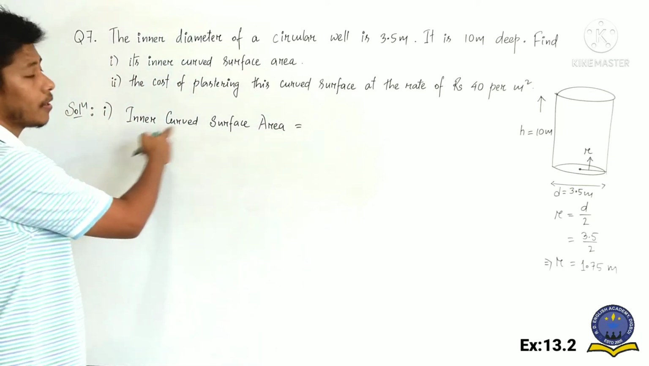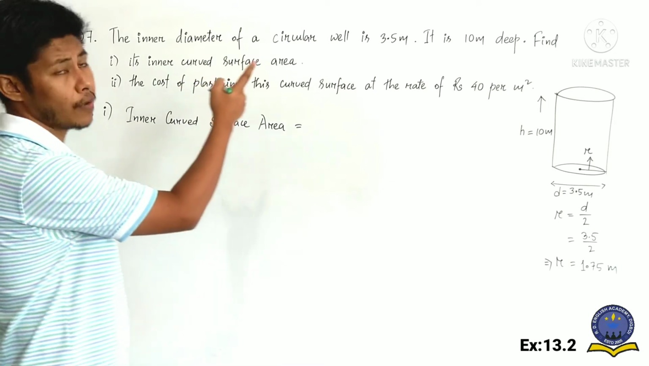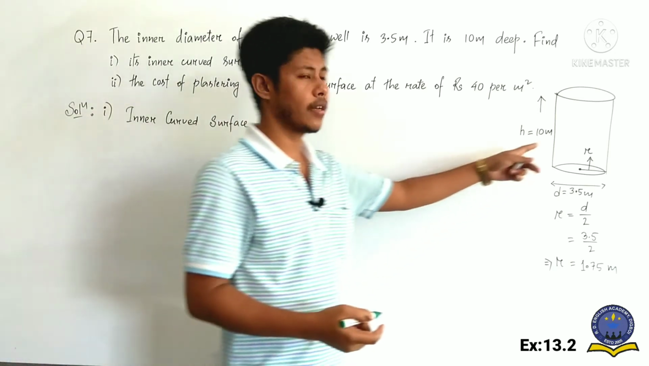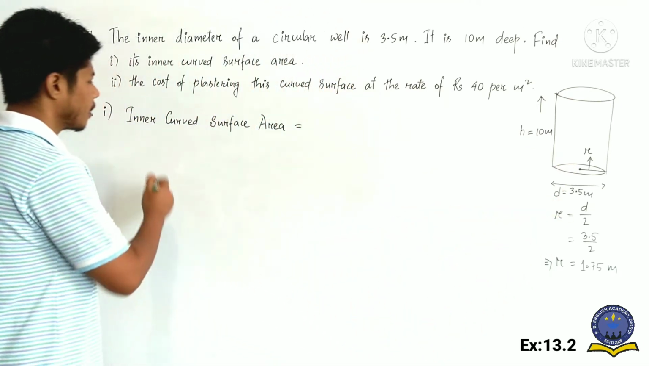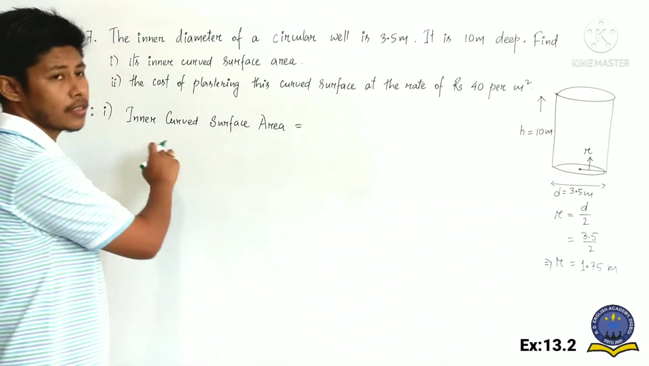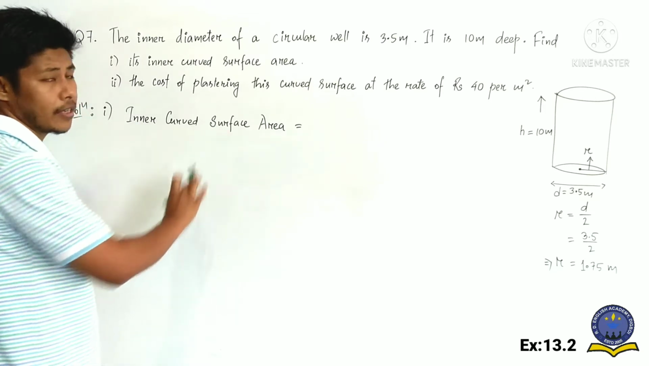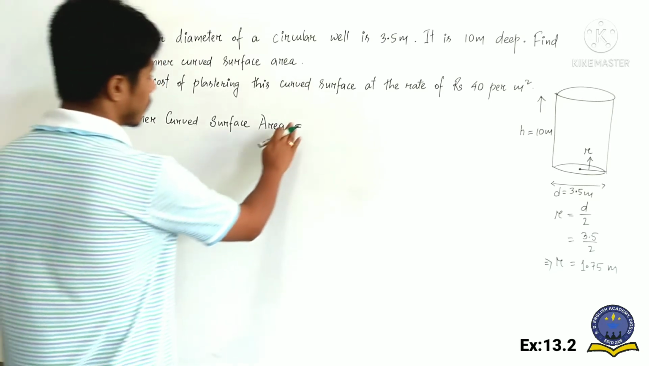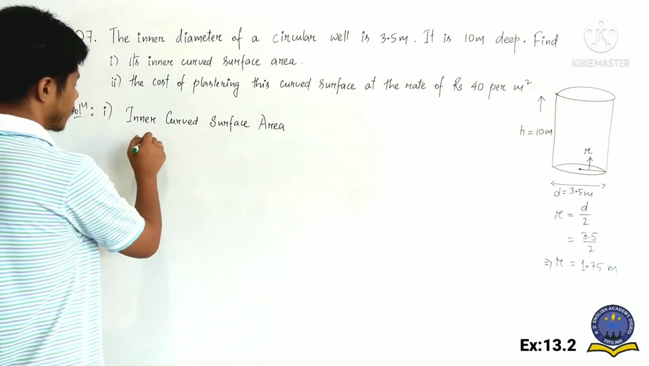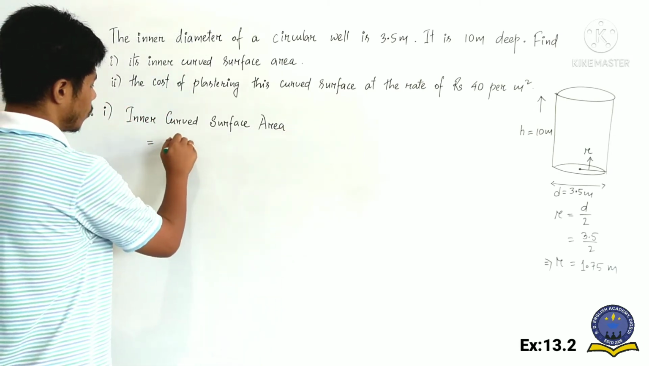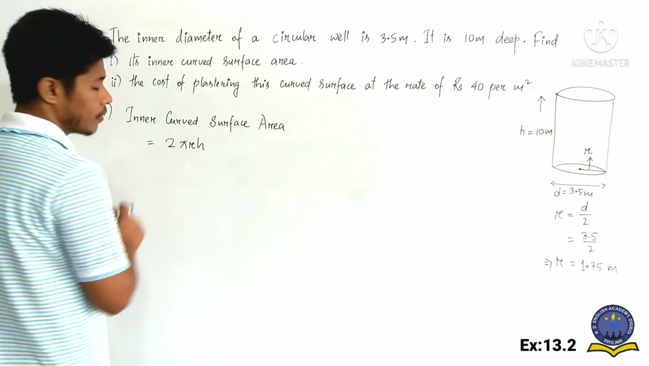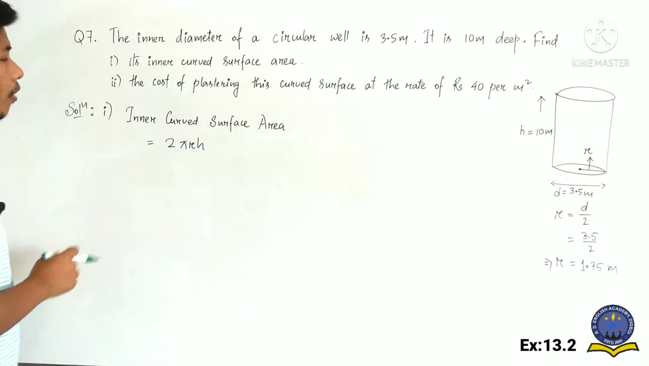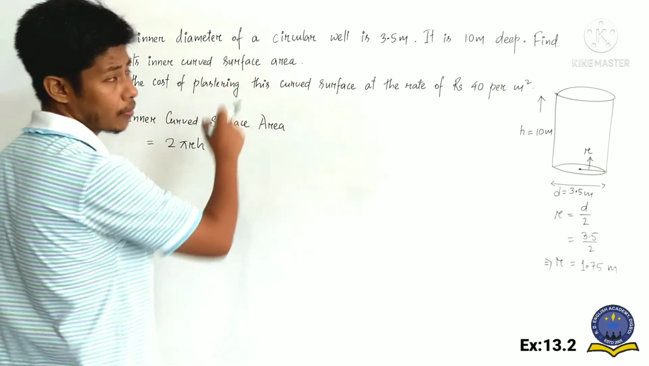The curved surface area of a circular well. Circular well means a right circular cylinder. If you want, in brackets you can write circular well or right circular cylinder. Is it clear? So what is the formula of inner curved surface area? The formula is 2 pi r h. Clear? This is the formula of the inner curved surface area of a right circular cylinder or circular well.